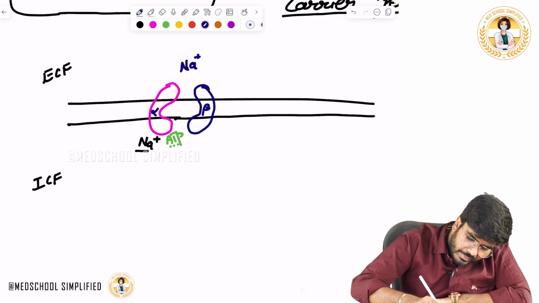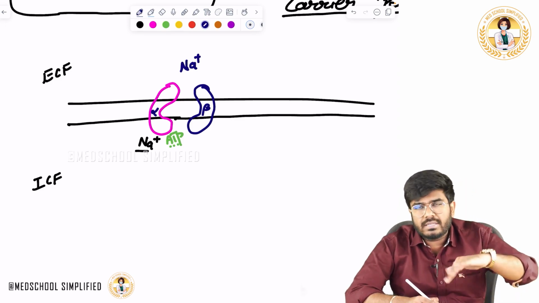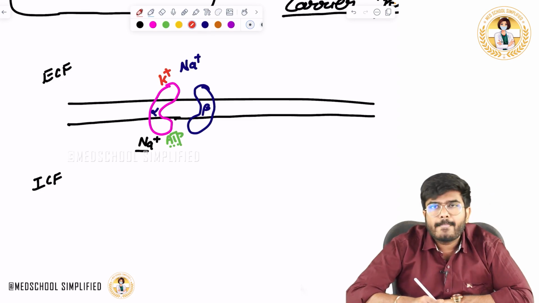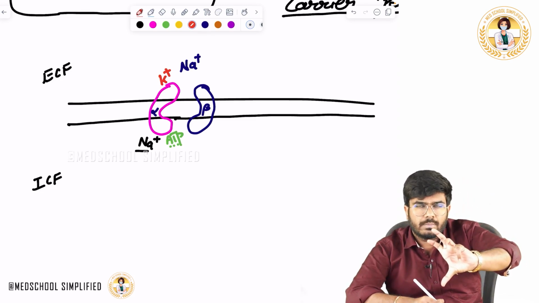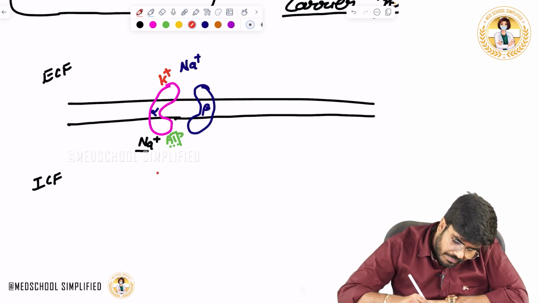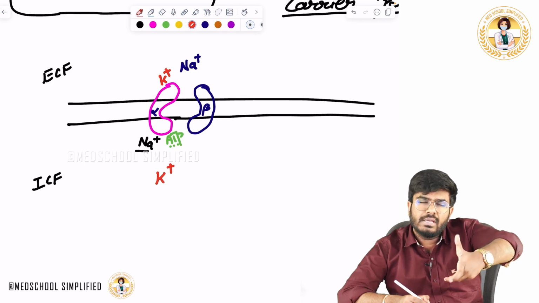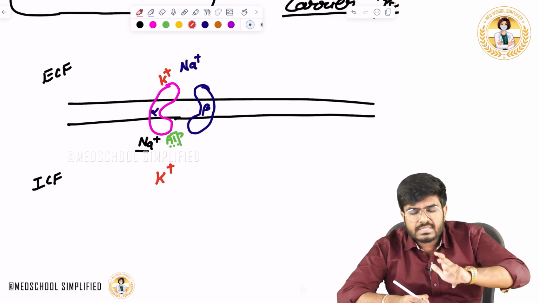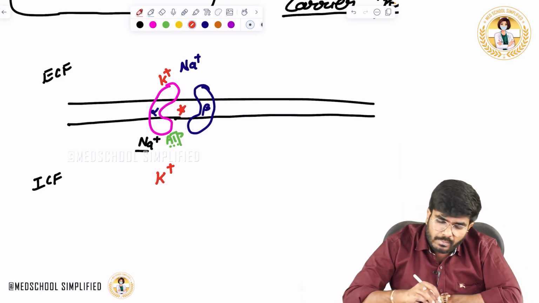The sodium will be transported out. Okay, now extracellularly sodium is released. Extracellularly potassium will come and bind. Again the alpha subunit will flip back to its original position. So potassium will be brought into the cell. So it's the alpha subunit which keeps on moving, flipping. So this sodium potassium ATPase undergoes conformational change.